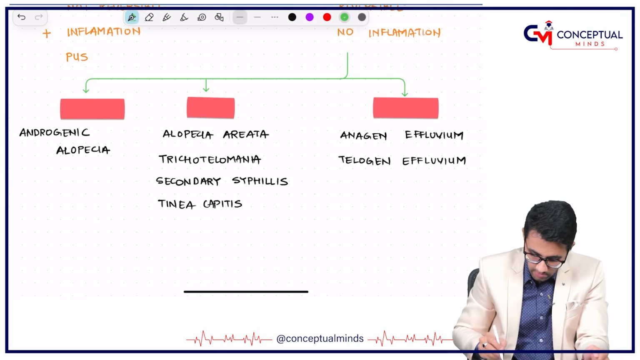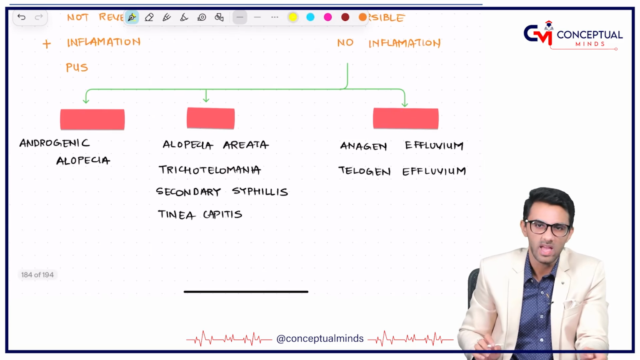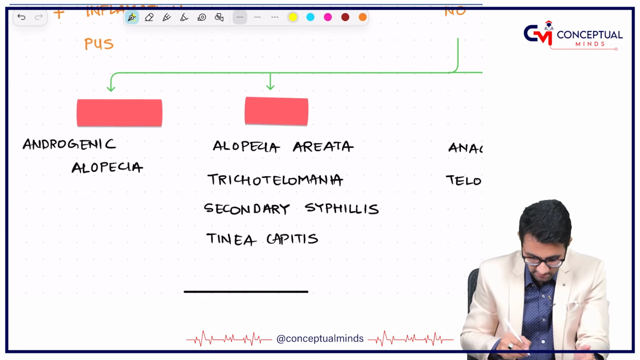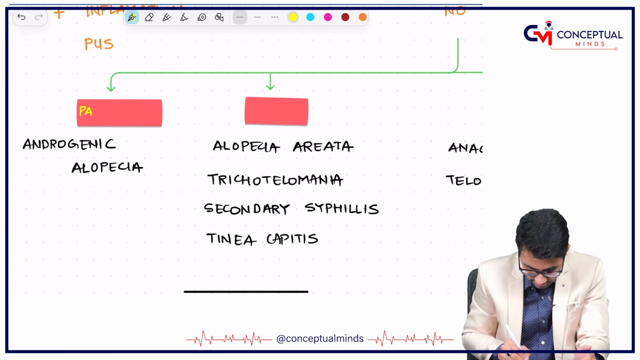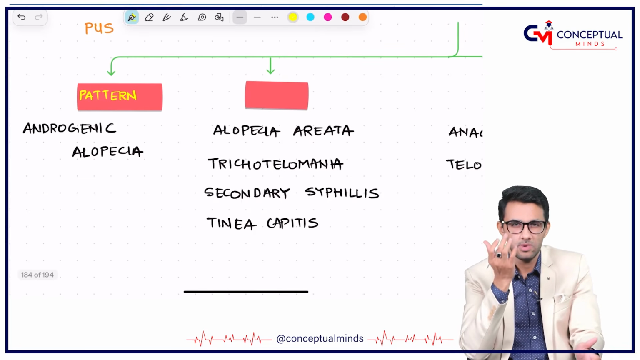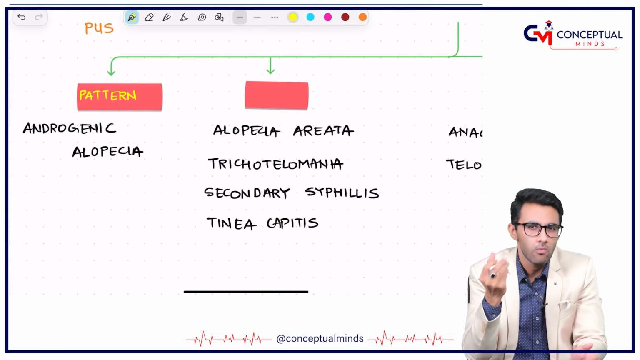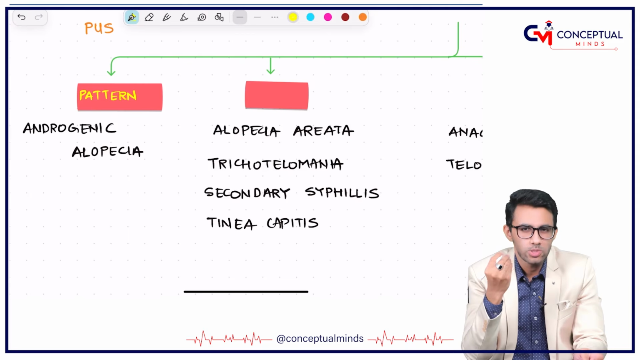Those are the different types of alopecia we were talking about. First we have patterned alopecia, where some particular pattern is followed. Definitely we have androgenic alopecia. Androgenic, because of the increase in what? Tell me. Because of the increase in testosterone.